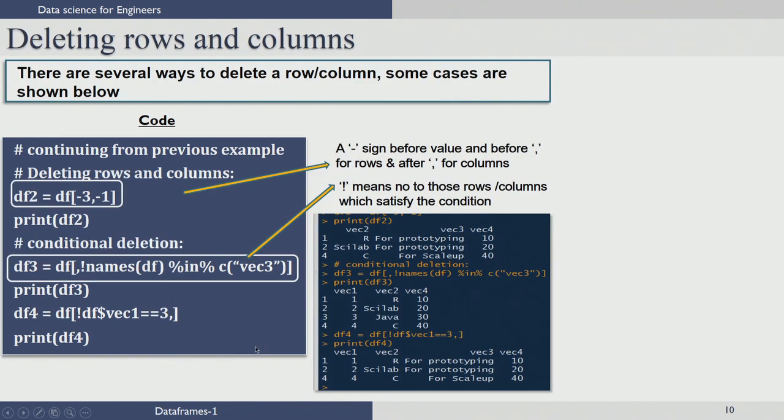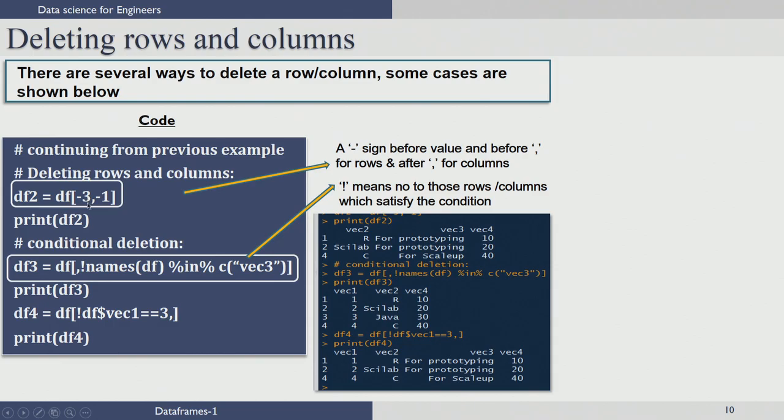Now, we will see how to delete rows and columns in a data frame. There are several ways to delete rows and columns. We will see some of them. To delete a row or a column, you need to access that row first and then insert a negative sign before that row. It indicates that you have to delete that row. So, let us see the example here.